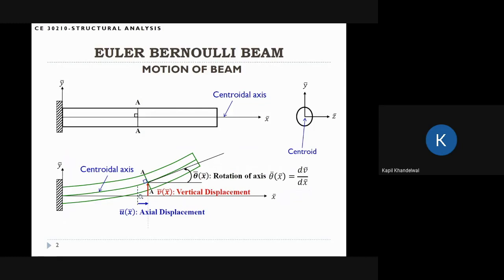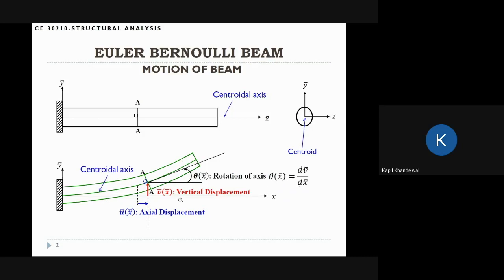In this case, the rotation is measured by the angle that the tangent to the central axis makes with respect to the x-axis. And this angle is measured in the anti-clockwise direction. I'm using the right-hand rule, if you wish. If you think of the right-hand rule, the z-axis is outside the screen. And I'm measuring the angle using the right-hand rule, and that is in the anti-clockwise direction.